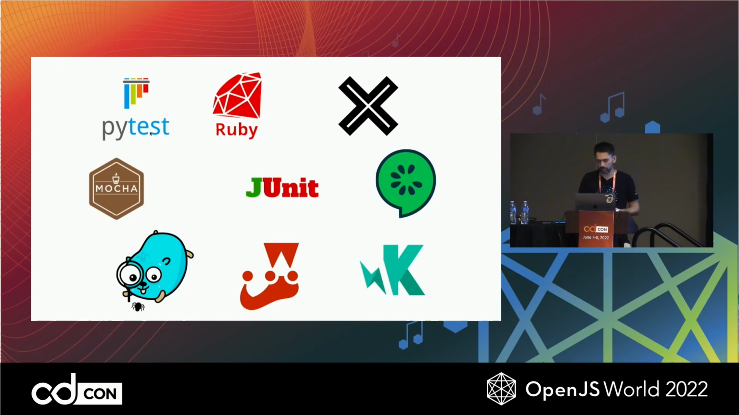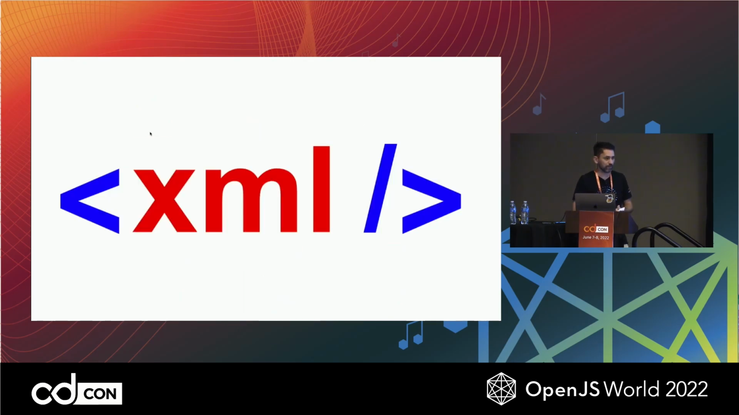But we discovered a commonality here. In all of those actors, there was one that was common to all of them, and this is XML. XML was a de facto standard in the past for process-to-process communication. The majority of the test runners are able to export to XML, to JUnit format, right? And Jenkins, for example, is able to consume it in a native manner.